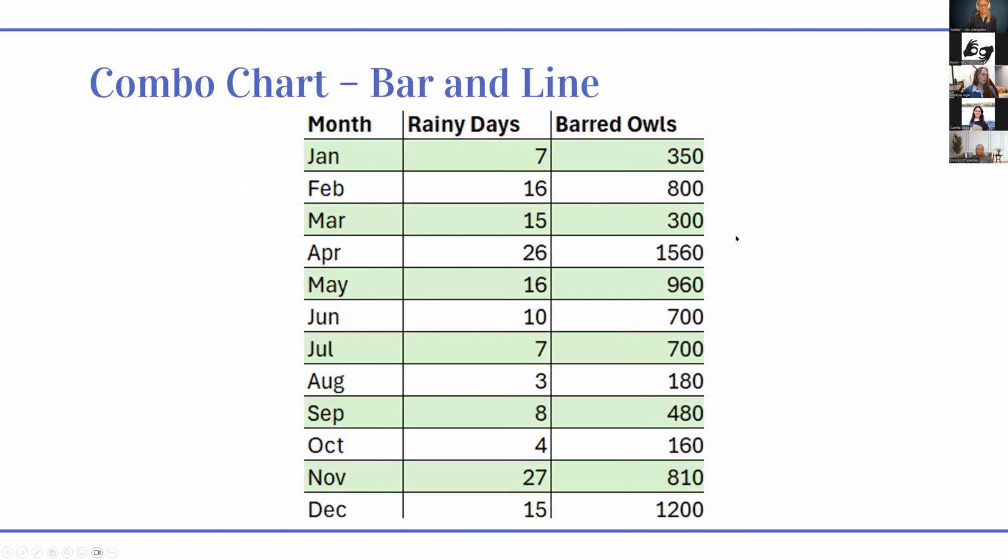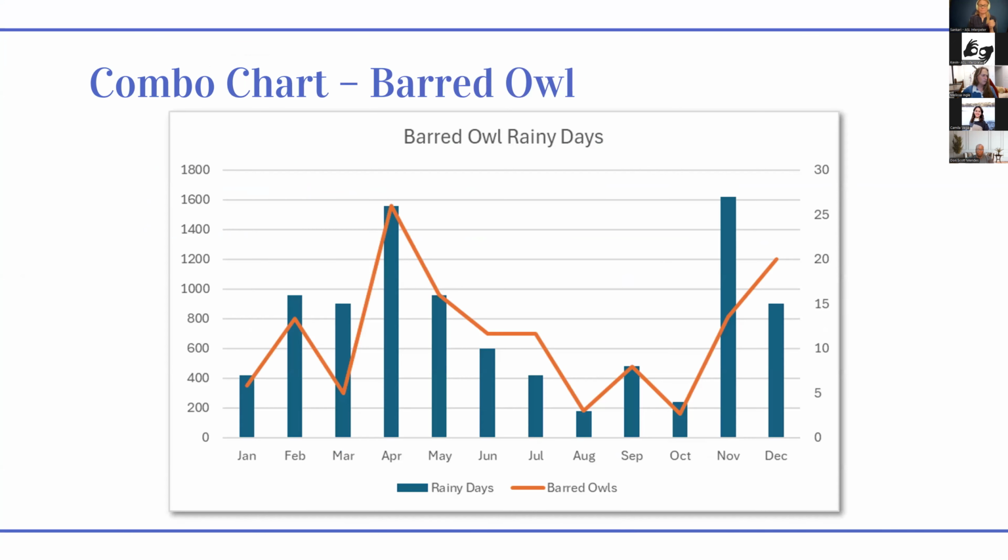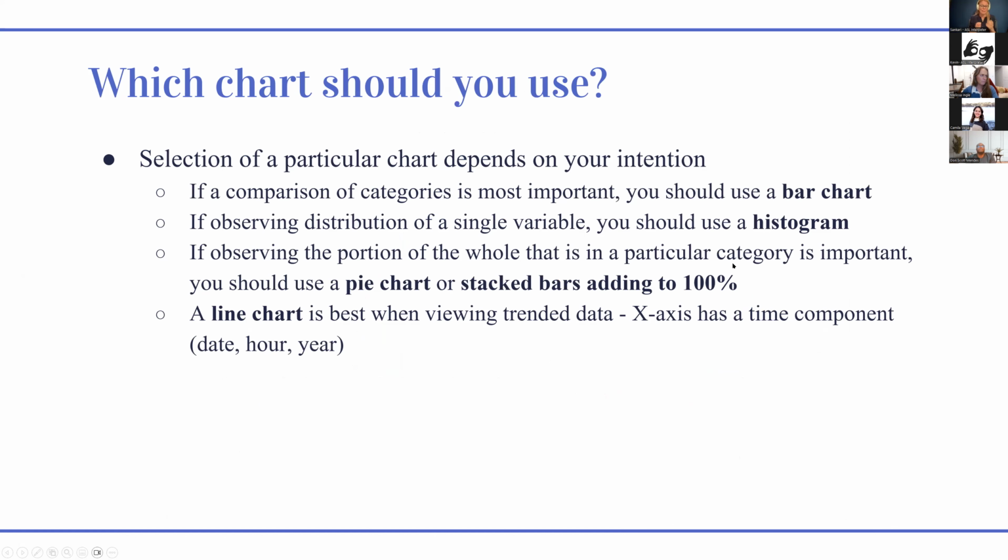Okay, that's just me going through this. And you can choose either one. I could have flipped it and had the rainy days be the line. It doesn't matter, right? You're just trying to compare, see how they correlate.